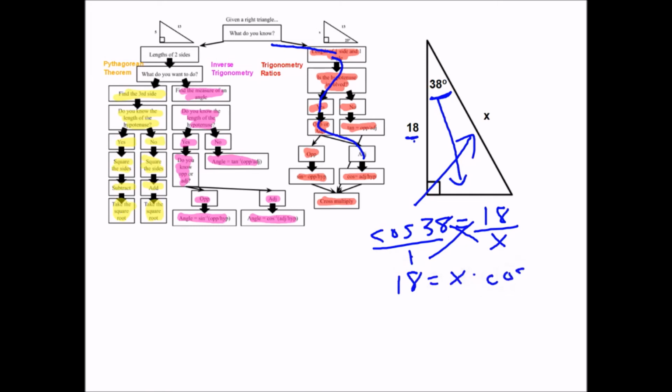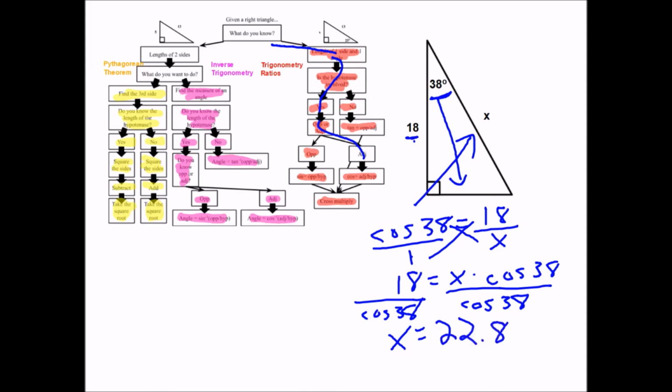So we're going to do cosine of 38 is equal to the adjacent 18 over x. We're going to make this look like a proportion, put that over 1, and cross multiply. 18 times 1 is 18. X times cosine 38, and then divide by cosine 38. All right, do that on your calculator: 18 divided by cosine 38. And we get 22.8 rounded to the nearest tenth. And again, not degrees, this would be the length of the side, in this case the hypotenuse.